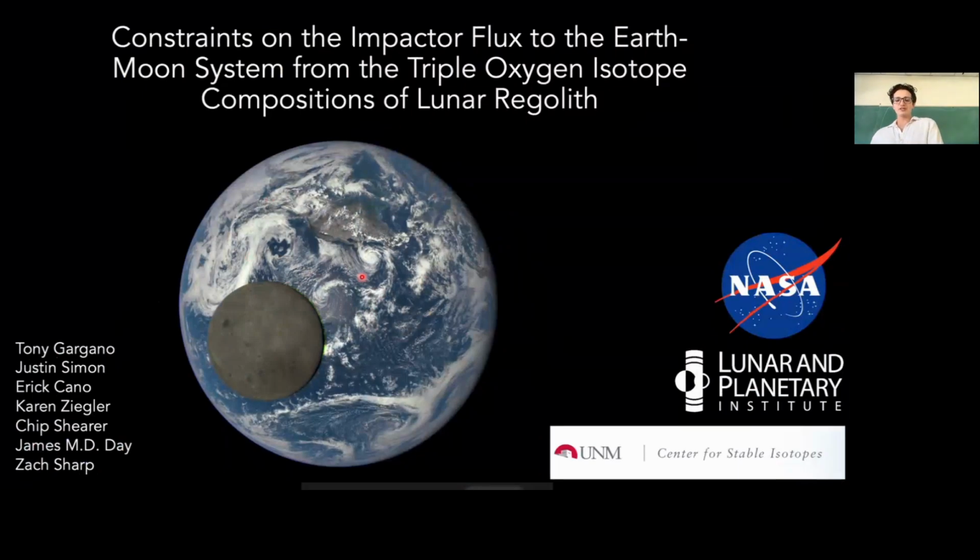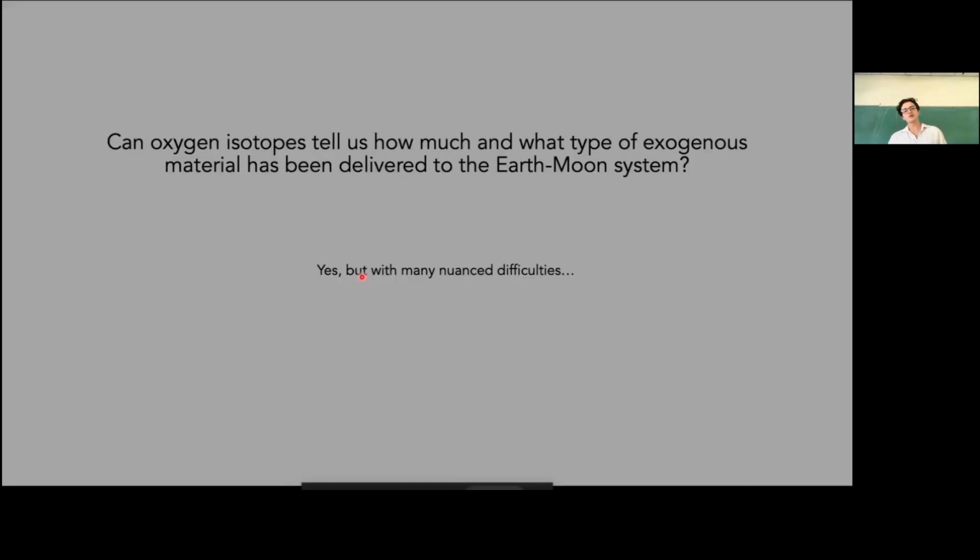But today we'll be going through this talk and answering the question of whether or not oxygen isotopes can tell us how much and what type of exogenous material has been delivered to the Earth-Moon system over geologic time. And hopefully after this talk today, you'll think yes, but appreciating the many nuanced difficulties related to incorporating what we know about regolith and interpreting this long-term impactor flux record.